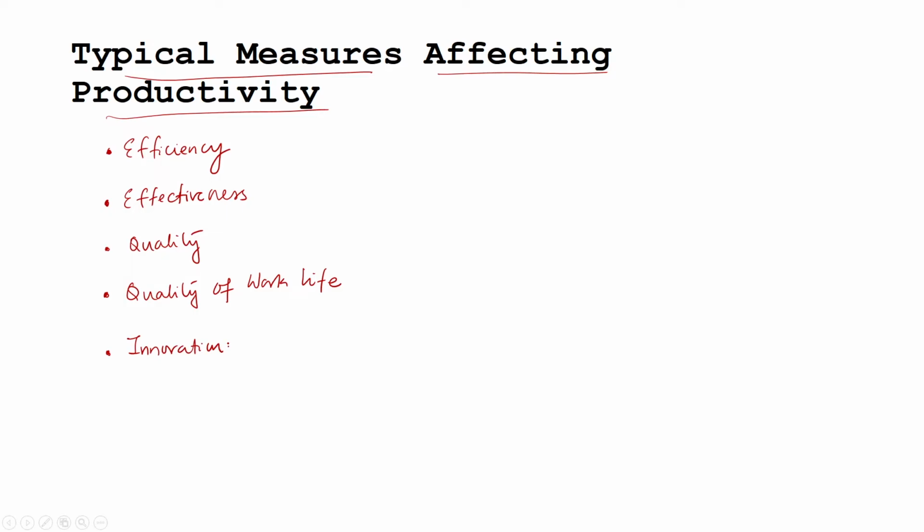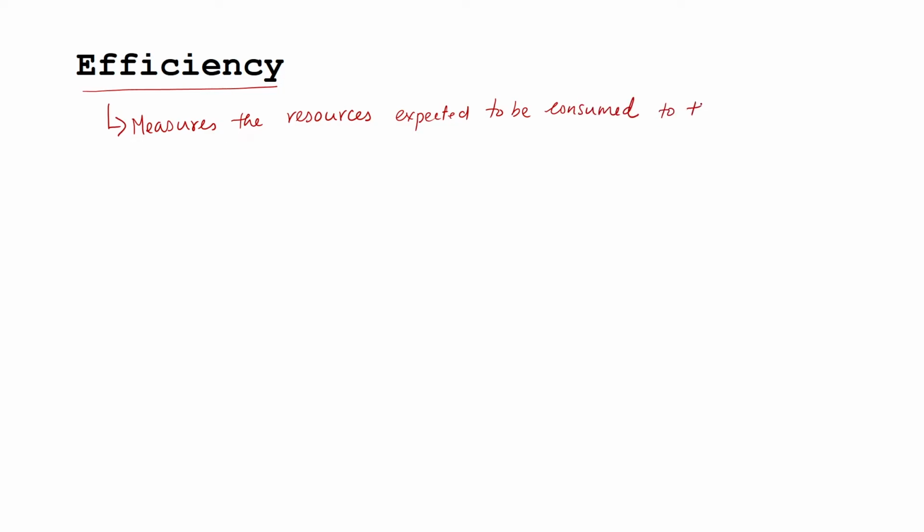We will go through each one of these 5 and try to figure out what they are. Okay. So, let us talk about efficiency to begin with. The first term is efficiency. What efficiency does is it measures the resources expected to be consumed to the resources actually consumed. So, how much resources that you expect to consume to the resources that you actually consume.